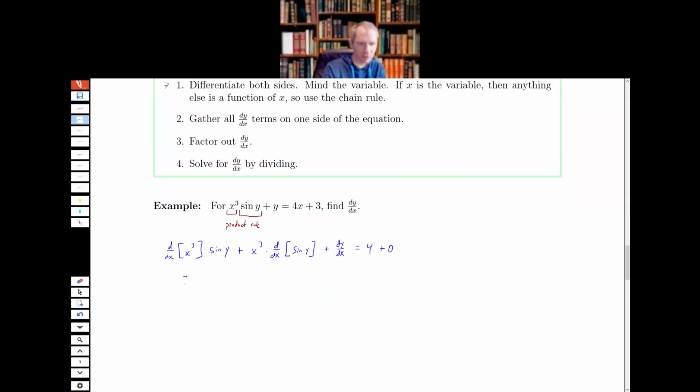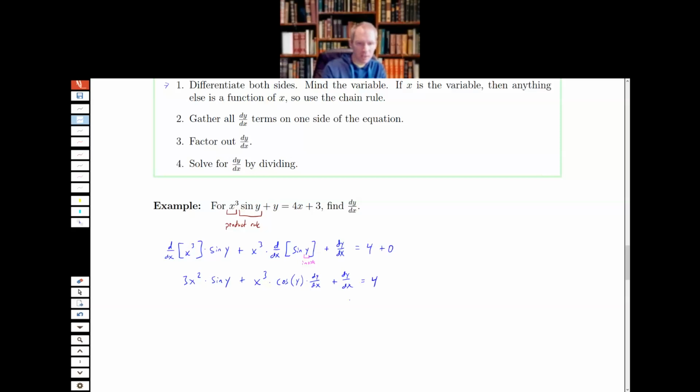The derivative of x cubed is 3x squared. I'm just going to recopy the sine y, recopy the x cubed, and now I have to differentiate sine y, and here the y is my inside function. So when I differentiate sine of stuff, I get cosine of stuff. Chain rule says plug in the inside function, and then multiply by the derivative of the inside function. The derivative of y is dy/dx. And now we'll just copy down the rest of the equation that we have written down.